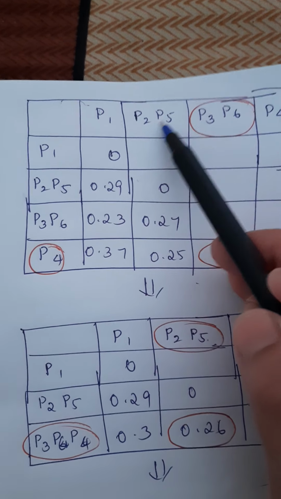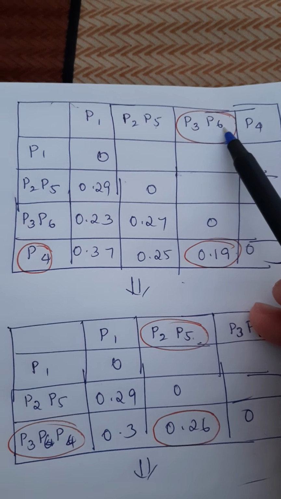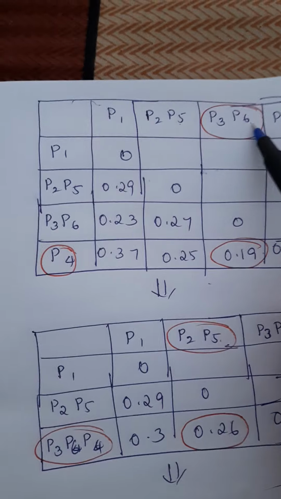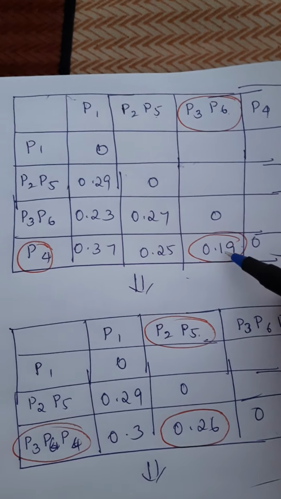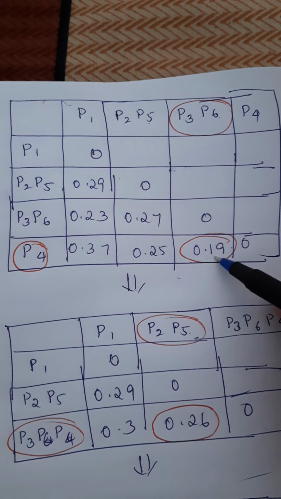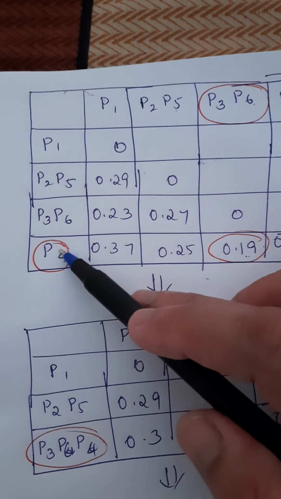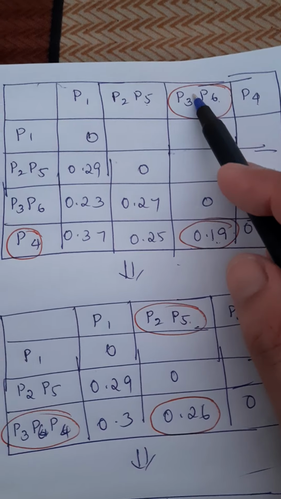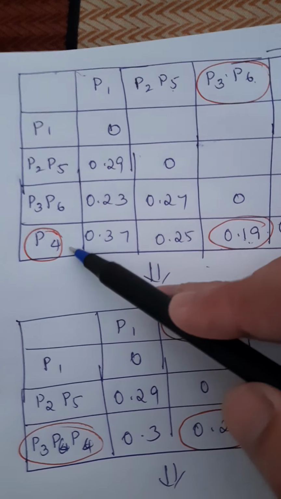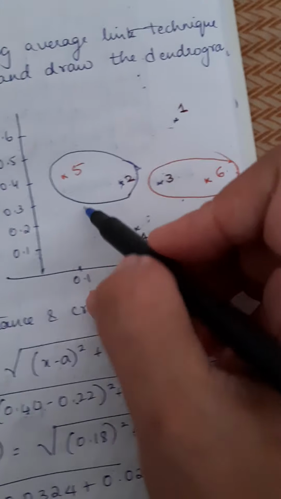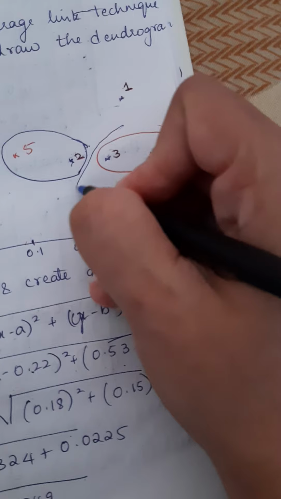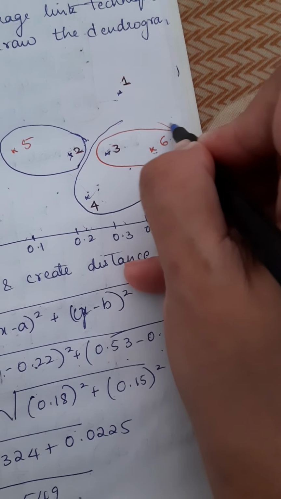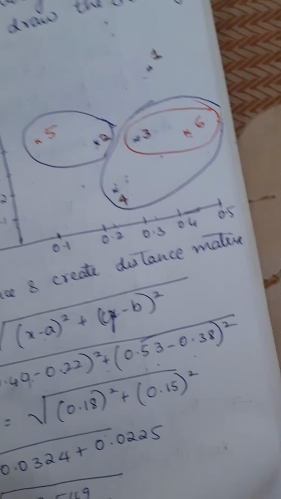So your next table is this. You have P1, P2 and P5 as one, P3 and P6 as the next one, and then P4. Same procedure you follow, compute the values. Now I get 0.19 as the least value. 0.19 corresponds to P4 and P3, P6. So I have to merge P4 with P3, P6. In my figure, 3 and 6 is there over here. I have to merge with 4. So this becomes my third cluster.